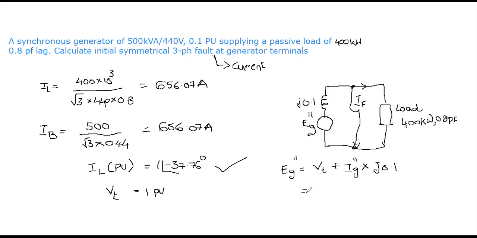Now what is Vt here? You will have Vt is equal to 1 at an angle 0 plus Ig double dash multiplied by 1 at an angle 90 degrees.